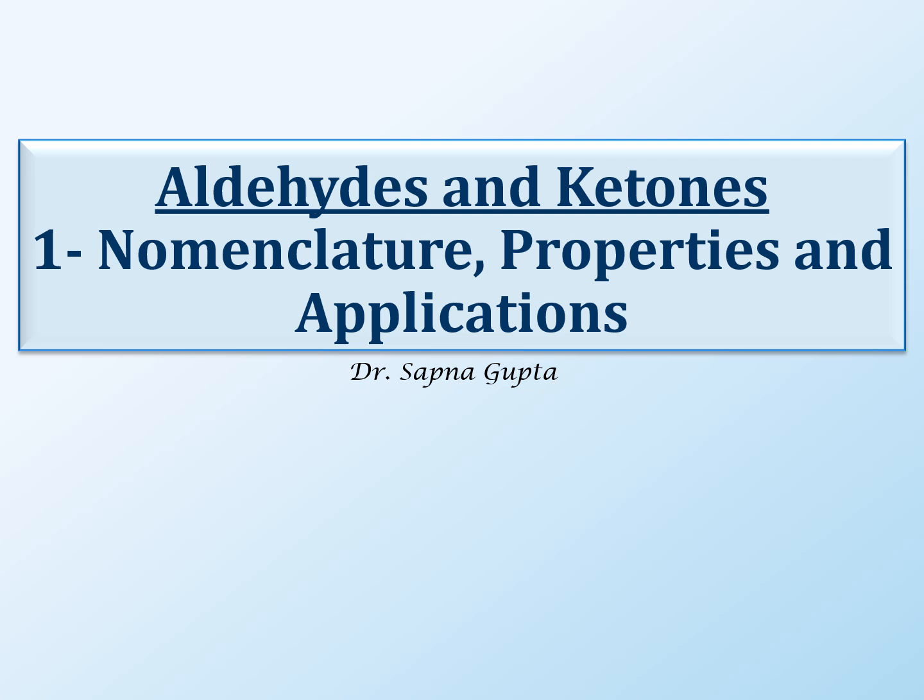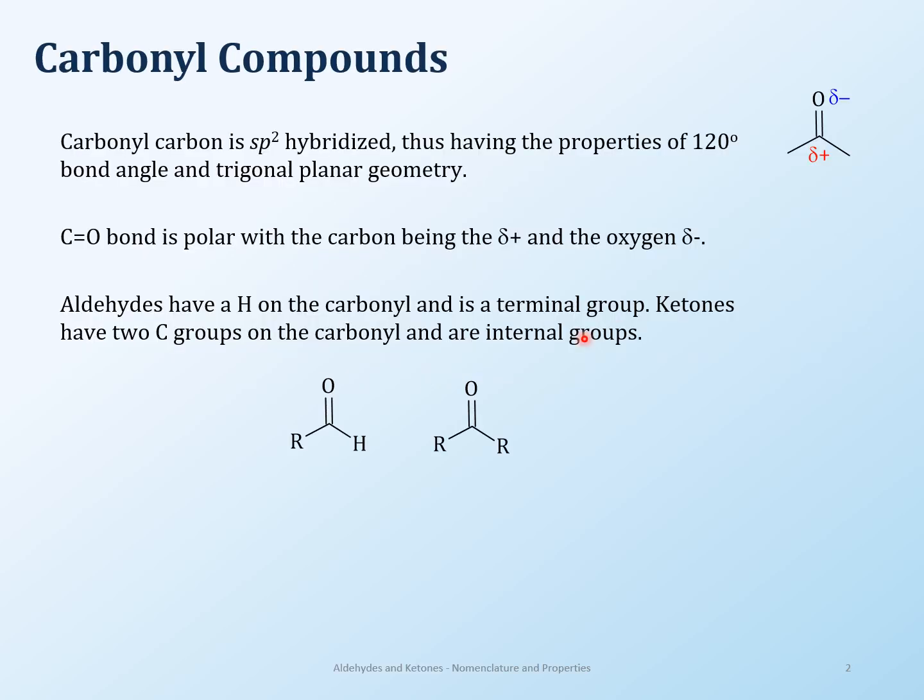So let's talk about nomenclature for aldehydes and ketones in this PowerPoint. The carbonyl group looks something like this, which is a C double bond O. And I think this might be our first time that we're actually studying carbonyl groups. So let's talk about some of the properties of it as well.